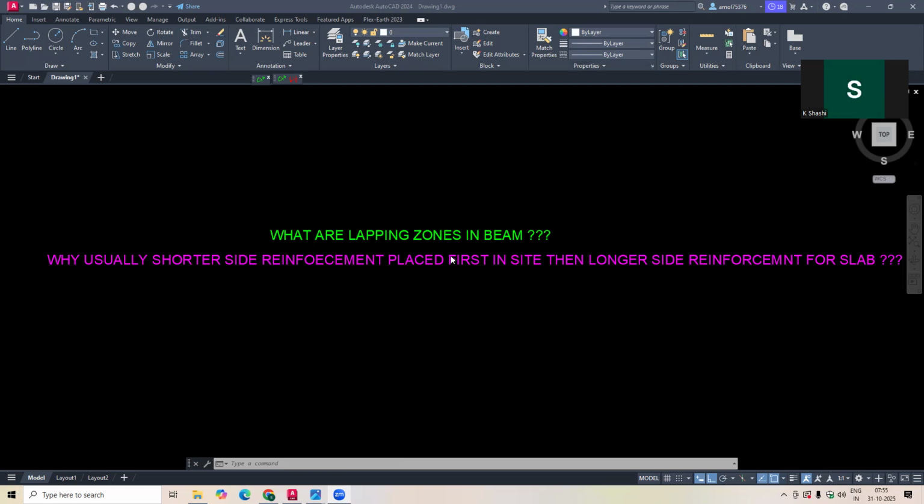Hi friends, today we are going to discuss two topics which are very useful for site engineers. The first one is regarding what the lapping zones in a beam are, and the second one is quite a common question: why is the shorter side reinforcement usually placed first on site, then the longer side reinforcement, for a slab?